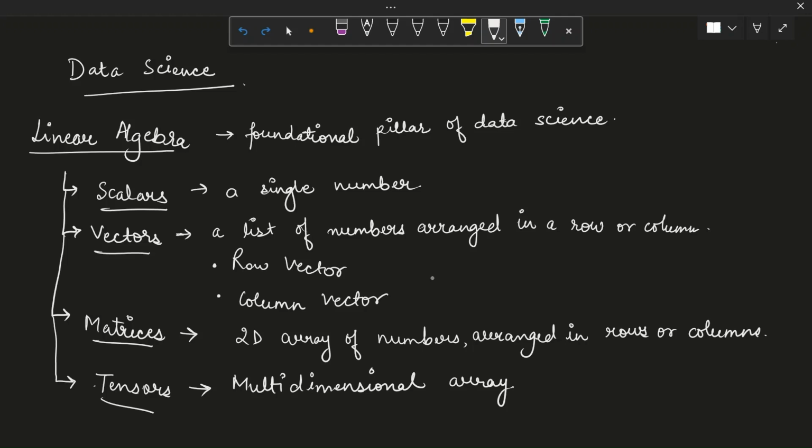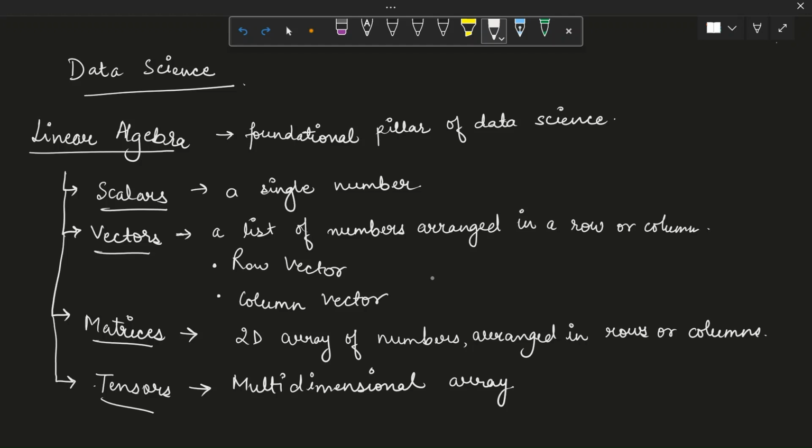Today we are here with a data science video, and in this video we will be starting with foundational mathematics for data science. For starting with mathematics, firstly we will dive into linear algebra. So linear algebra, what do you mean by it? It is a branch of mathematics that deals with vectors, matrices and their transformations. It provides us the tools to solve systems of linear equations or work with data in high dimensional spaces. So basically, it is the foundational pillar of data science.